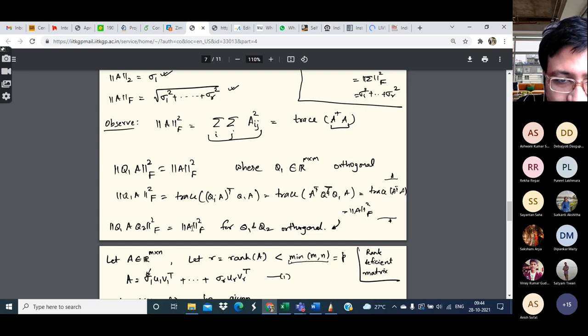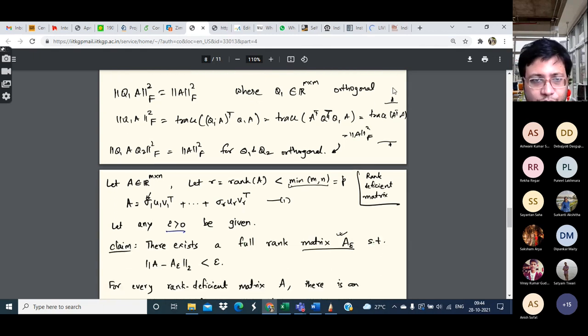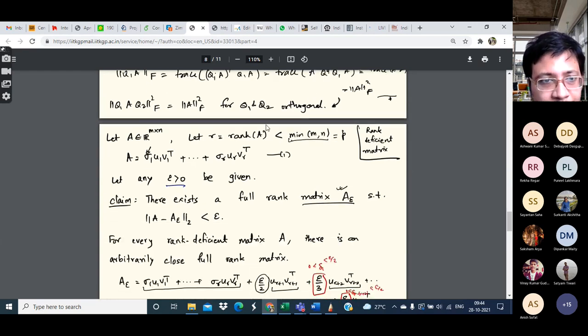Just remember that the squared Frobenius norm of A is nothing but the sum of the squares of its singular values. So given any two orthogonal matrices Q1 and Q2, the squared Frobenius norm of Q1AQ2 is equal to the sum of the squares of its singular values. Remember this, we will at some stage come back to this result.